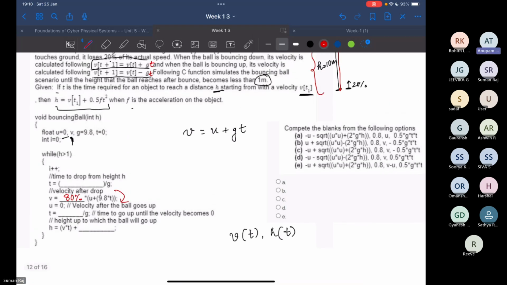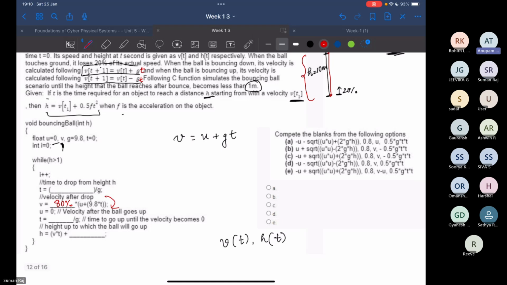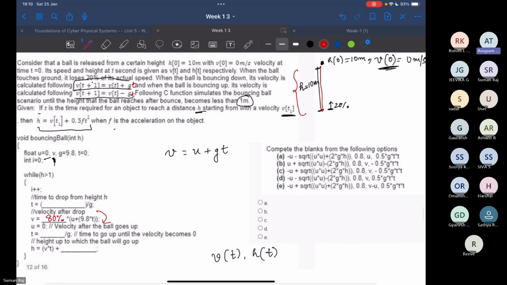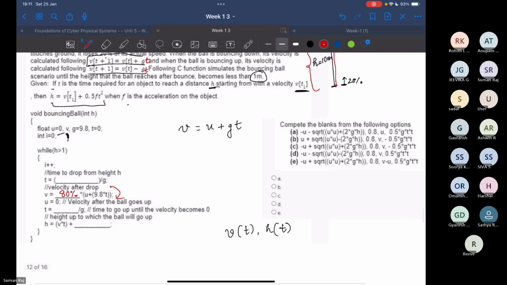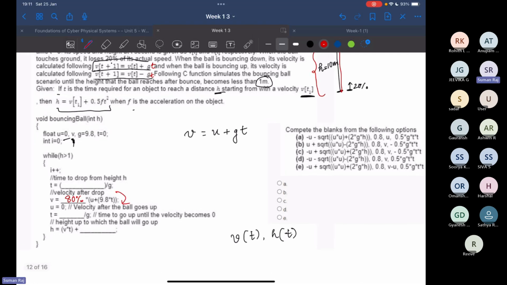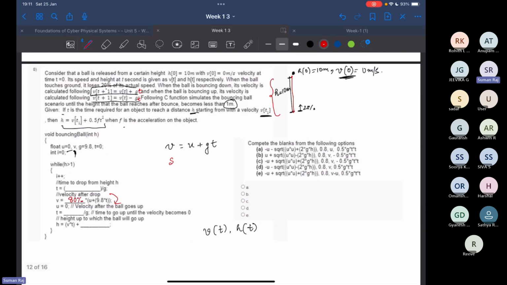So T, ma'am, T will start from 10 by 9.8 because 10 is the height. The initial velocity is 0. Yes. So initial T is 10 by 9.8. Mm, no, it won't be like that, right? Because you have this governing equation that the distance that you cover, s square is equal to u square minus 2gh. Minus or plus? I guess it's plus because it's coming down, right? So the acceleration is helping it, right? So that's the third kinematic equation, if I'm not wrong.